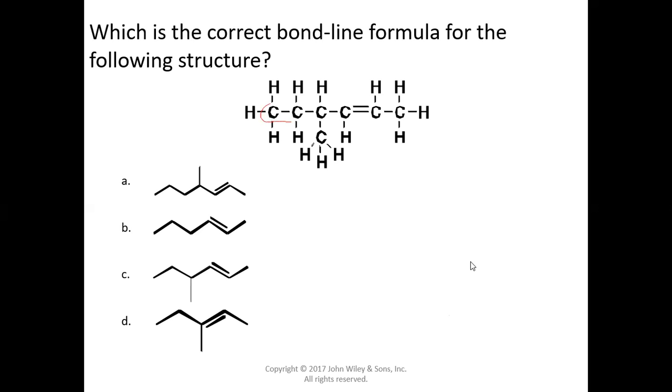So 1, 2, 3, 4, 5, 6. All right, so 1, 2, 3, 4, 5, 6, 7. Doesn't seem right. So we're going to say not A. I'll double check that. 1, 2, 3, 4, 5, 6. Yep. And there are 7 carbons in that straight chain. Does that make sense for why A is not a good one?